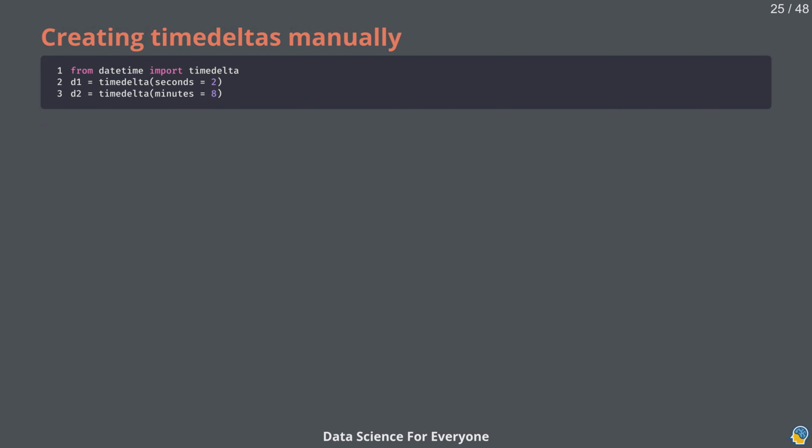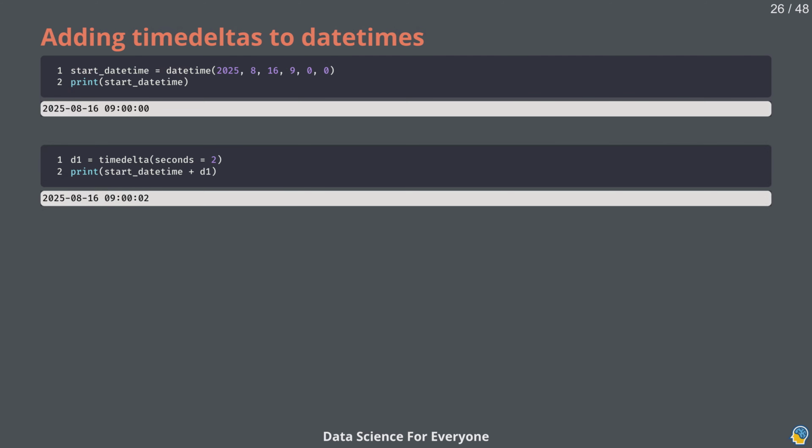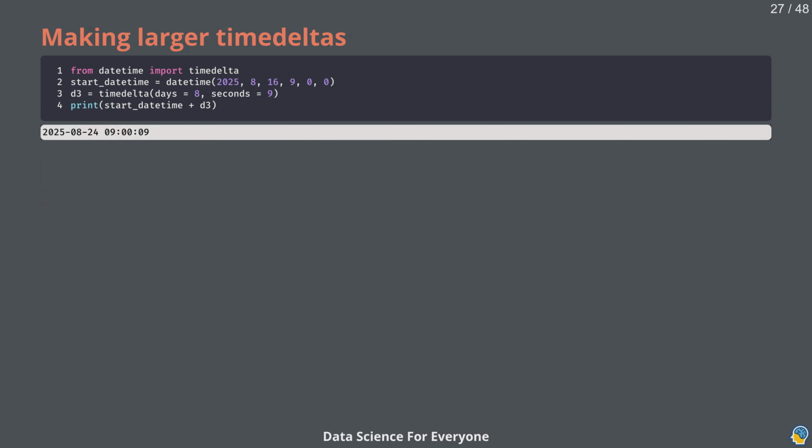We can also create Timedelta objects from scratch by importing it from the DateTime module. We can just specify the amount of time we want, like 2 seconds or 8 minutes as shown in the code. We can use the Timedelta object to modify any DateTime objects as shown here. We can make time deltas of any size, days, hours, or even weeks. For example, here D3 is a duration of 8 days and 9 seconds.